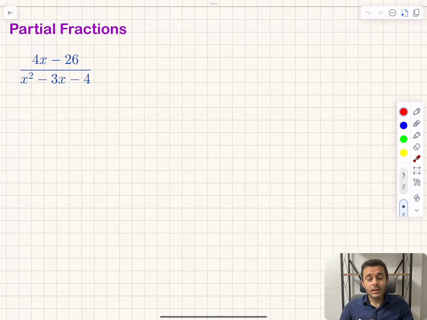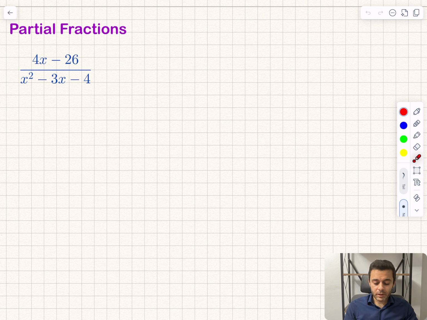Hi everyone! In today's lesson we will be studying partial fractions, which is a small topic in the IB Math AA high level in Algebra. Now, what are partial fractions and why we apply them? We will clarify all of that in today's lesson.